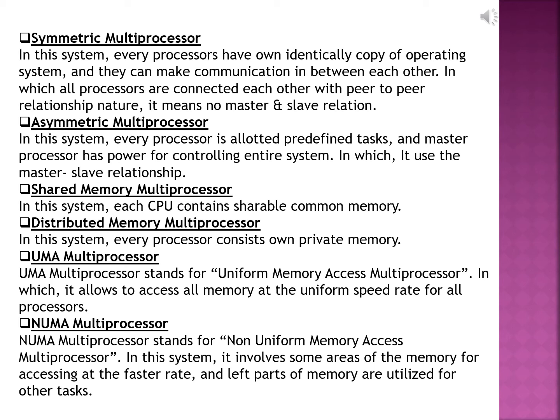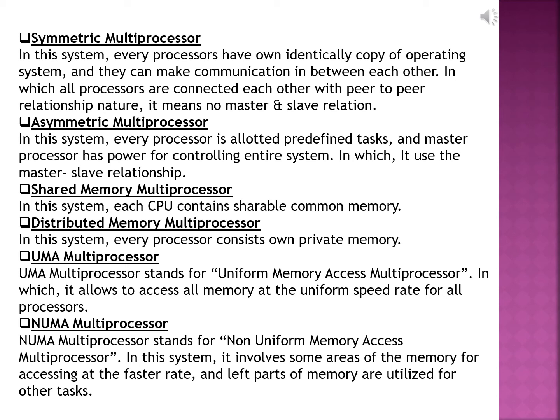Now the first one is symmetric multiprocessor. In this system, every processor has its own identical copy of the operating system, and they can communicate with each other, in which all processors are connected to each other with a peer-to-peer relationship nature. It means no master and slave relation. Next one is asymmetric multiprocessor. In this system, every processor is allotted predefined tasks, and the master processor has power for controlling the entire system, in which it uses the master slave relationship.